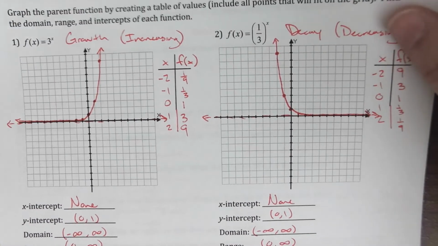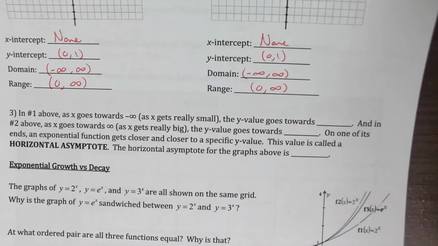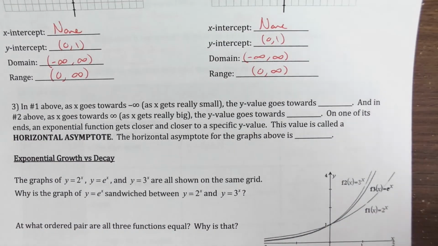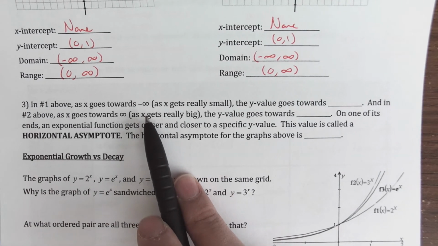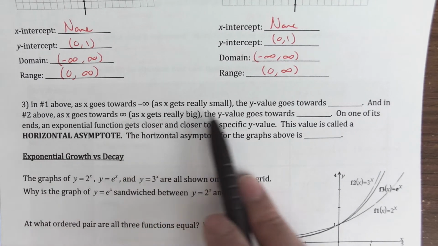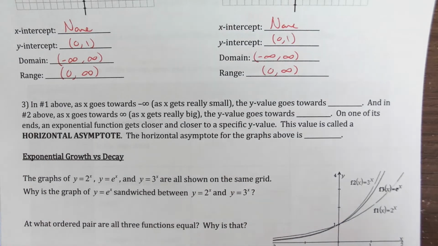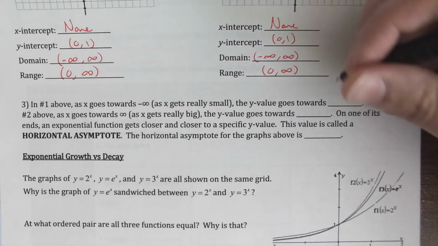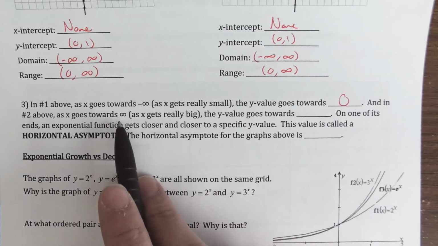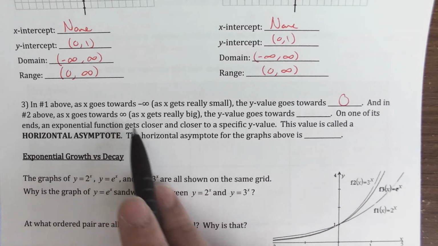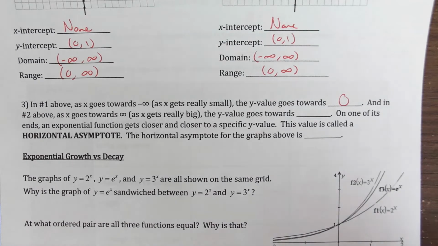So now I want to talk a little bit more about that idea of a horizontal asymptote. In example 1, as x goes towards negative infinity, or as x gets really, really small, so we're moving in the left direction, the y value, or the function value, approaches or gets really close to 0, but it doesn't ever reach 0. Likewise, in example 2, as x gets really big, so x increases, as x approaches infinity, the y value gets really, really close to 0, but never reaches 0.